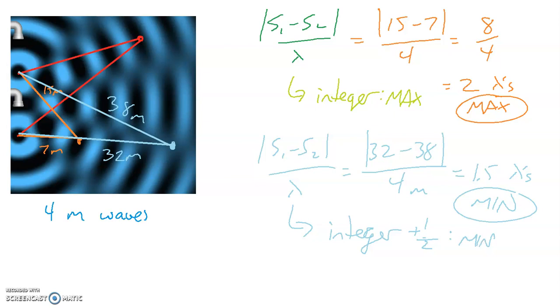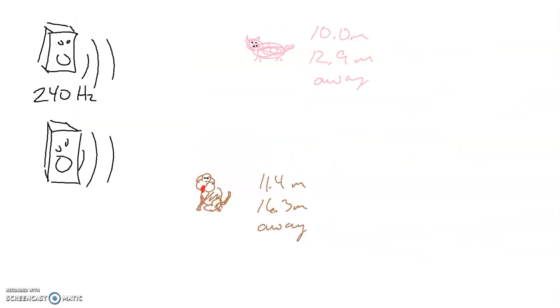Okay, so let's try another question based on this type of thing. Here we got 2 speakers giving off 240 hertz sound waves. For some reason, we got a pig and a dog. Although it looks a little more like a monkey than a dog, but whatever. Piggy and a dog listening to the music, and I want to know which of the 2 actually hears better sound. We can use the stuff we're working on to figure this out.